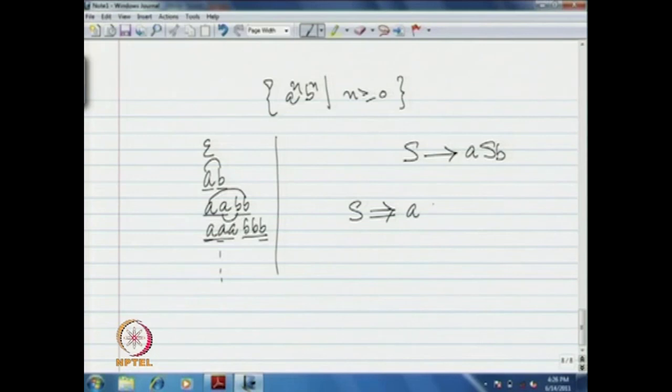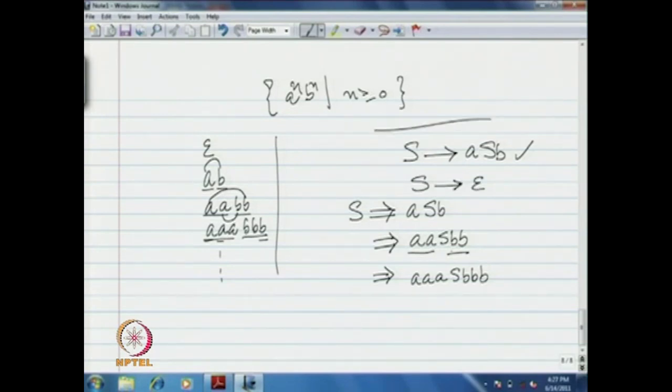Apply this rule to get a S b, and I have written only one rule. So, you have the choice of applying the same. Look, 2 a's and 2 b's are generated. Now, if you apply this rule once again, what do you get? a a a S b b b. Now, you understand how to terminate this derivation by choosing the rule S goes to epsilon.